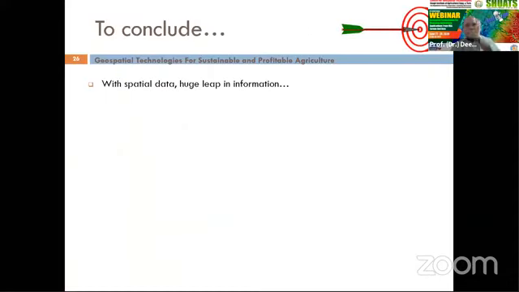So to conclude, obviously all this data that we are talking about, satellite images or images coming from drones, is spatial data. So we are looking in space, we are looking at a huge area, multiple fields at a time. This is a huge leap in information. We can do near real-time monitoring. We can make future predictions.